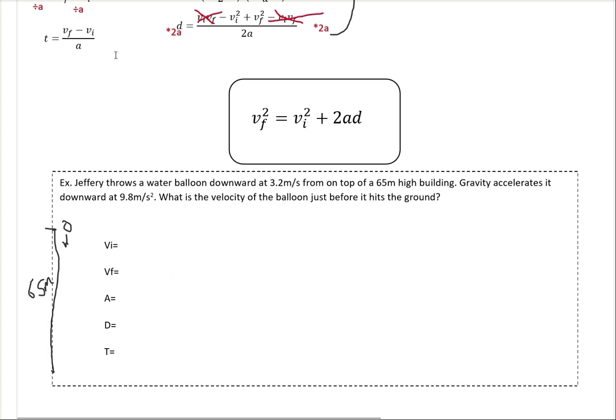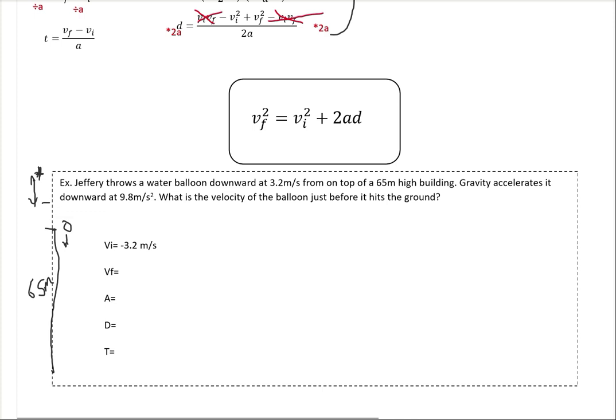Now I'm going to keep things uniform. Usually people like to say that up is positive and downward is negative. That's what people usually do, and since I'm not there, I'm going to stick with the usual. Now, if this is the case, what do I know? I know Jeffrey is throwing the water balloon downward. Downward, okay, that means that we have a negative velocity of 3.2 meters per second as our initial velocity. So that's good to know.